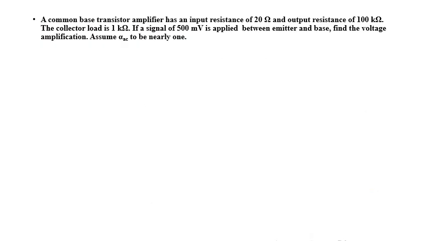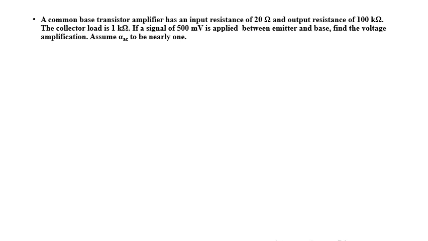In this problem, the question is to find the voltage gain or voltage amplification. So here our transistor is a common base transistor amplifier, and it has an input resistance equal to 20 ohm, and the output resistance is 100 kilo ohm. The collector load is 1 kilo ohm, and if an input signal of 500 millivolt is applied between the emitter and the base, find the voltage amplification. Assume alpha is equal to 1. So this is again a common base configuration circuit.